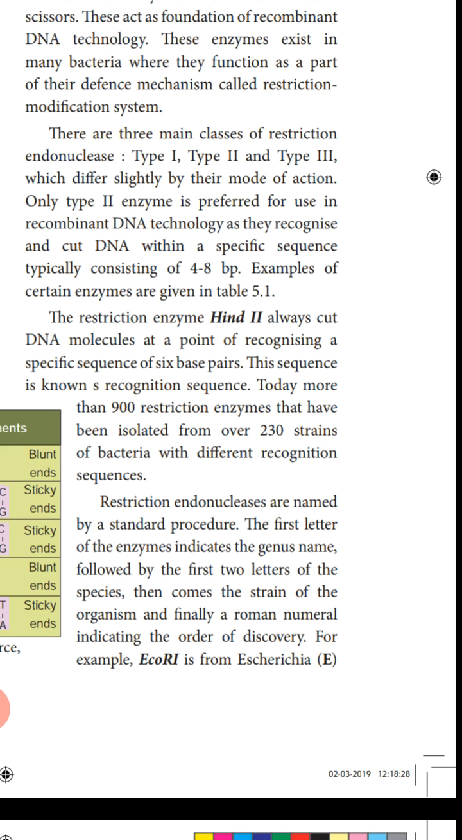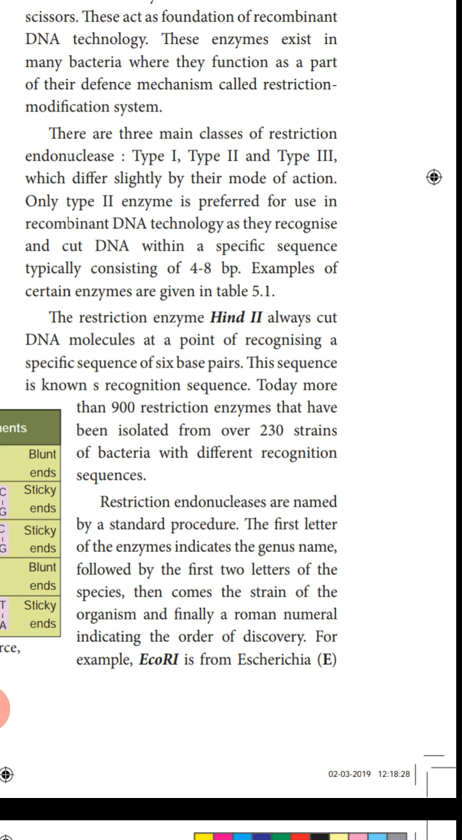Restriction endonucleases, as we are saying, are named like HIND2. So how is the name given? It is given by a standard procedure. The first letter of the enzyme indicates the genus name. So the H, the first letter, refers to the genus name. Suppose we take the enzyme E. coli, that E refers to the genus Escherichia. This is followed by the first 2 letters of the species, then comes the strain of the organism.